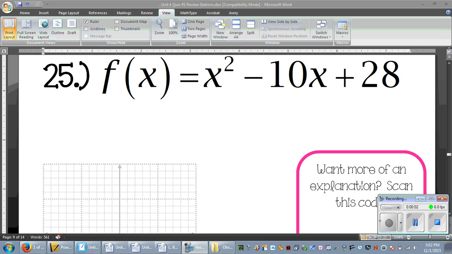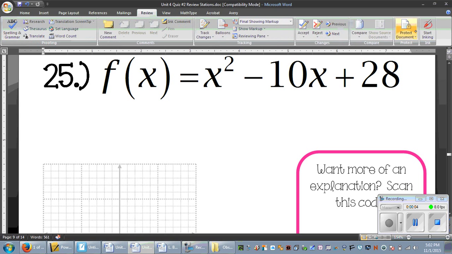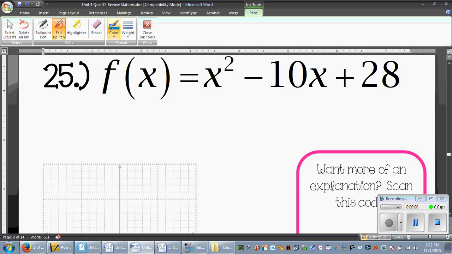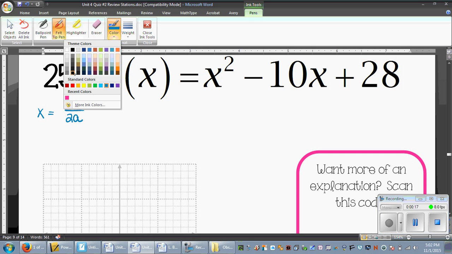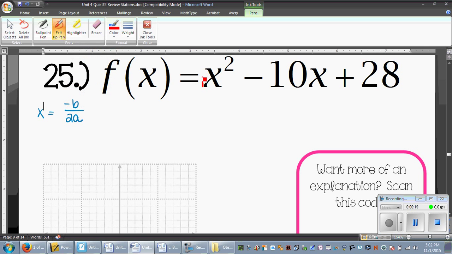In order to graph in standard form, you need to know a couple of formulas. The first formula that's really important is to find the x-coordinate in the vertex. It's the negative b over 2a formula. So if I go to my equation over here, the invisible 1 out in front is going to be a, the negative 10 is b, and the 28 is c.